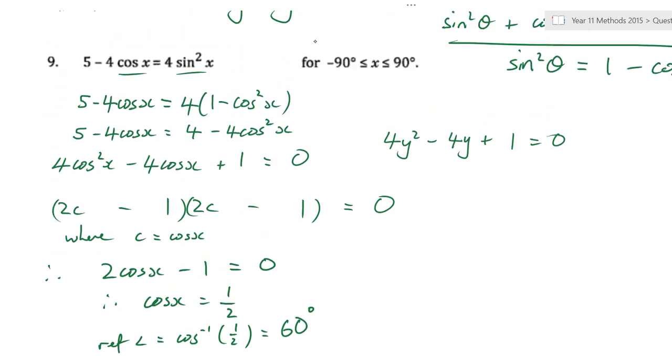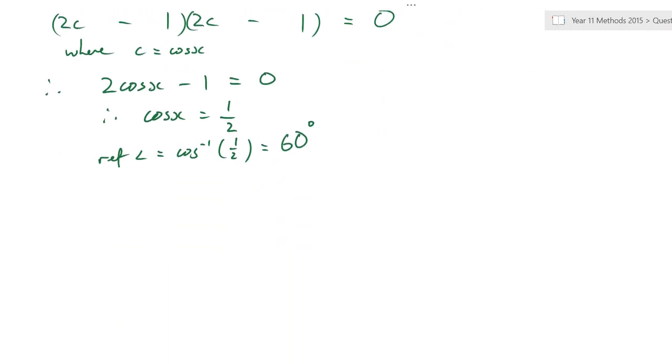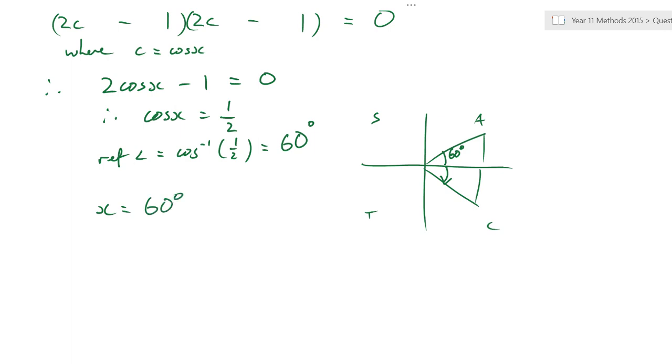Now this is my domain up here, minus 90 to positive 90. And I go with my ASTC. And cos is positive, so cos is positive in the first quadrant here and the fourth quadrant here. Okay, so my angle x is going to be this angle in here, 60 degrees, and this one down here. If I was going around anti-clockwise like that, that would be 300 degrees all the way around there.